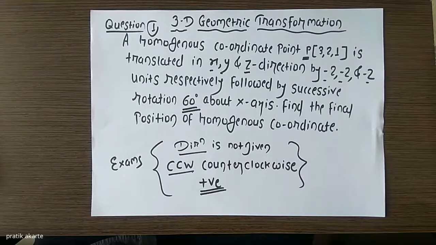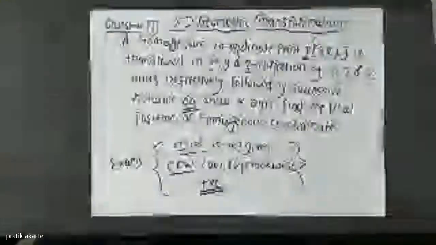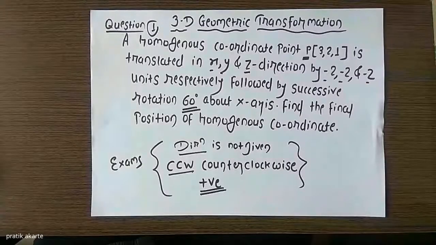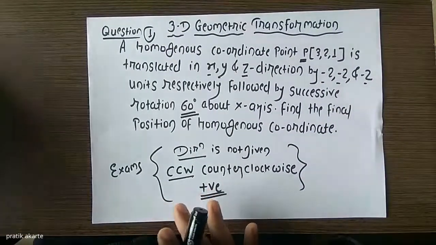So we have to first translate it, and then we have to rotate it to find out the final coordinate. Now if you read this problem more carefully, they only told us rotation about x-axis by 60 degree. Nothing is mentioned about the direction of rotation. So whenever in exams you encounter this situation that direction is not given, always consider it as counterclockwise. Write a note over there that considering the direction as counterclockwise, which we can take as positive, you can proceed further. There should not be any confusion.